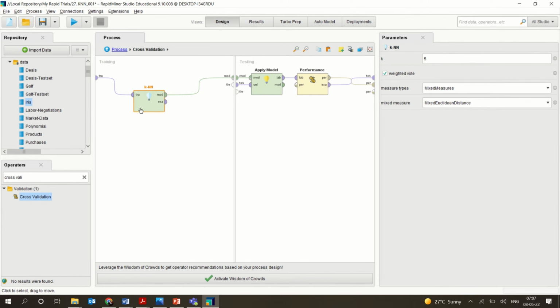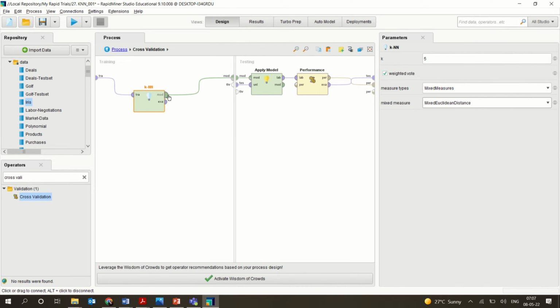When we look at this KNN, you could see that the K nearest neighbors is taken as 5. We have different types of measures, but by default it is mixed measure. We are just taking it, and as we have taken mixed measure, we are taking the Euclidean distance as mixed Euclidean distance. That's all, so you don't have to worry much about it.